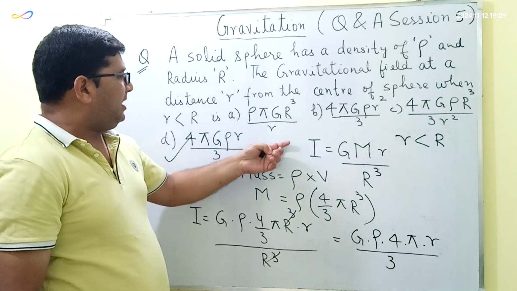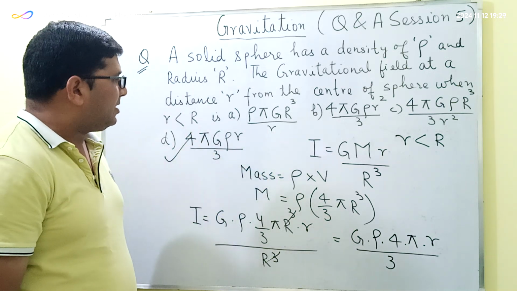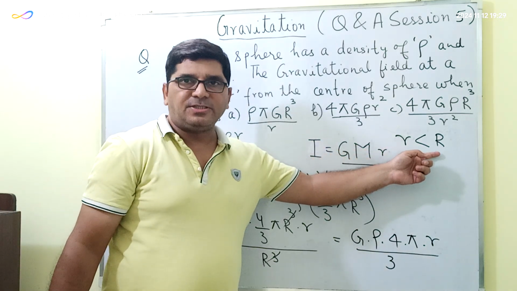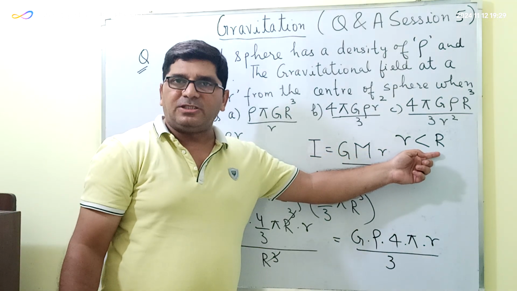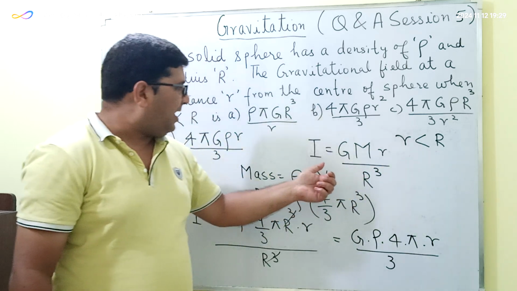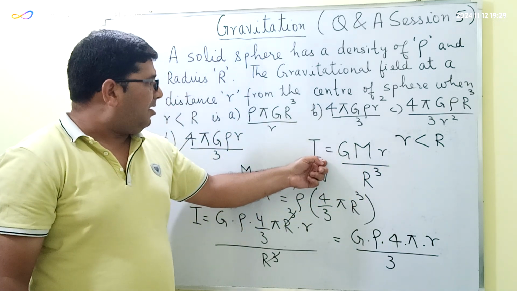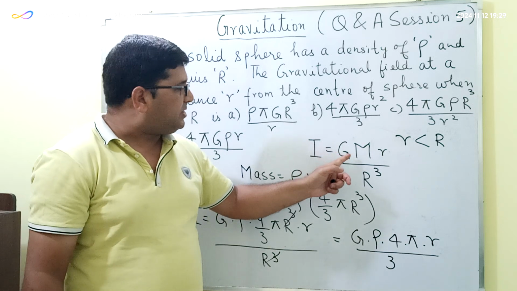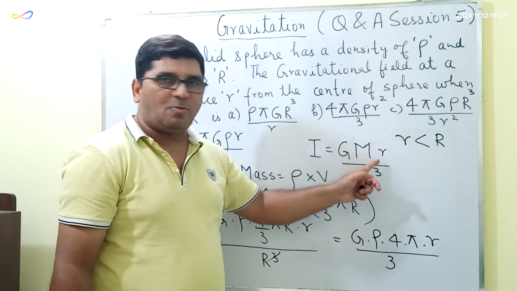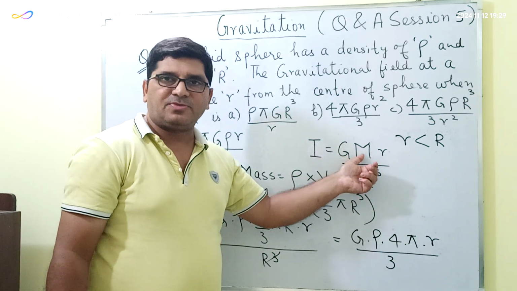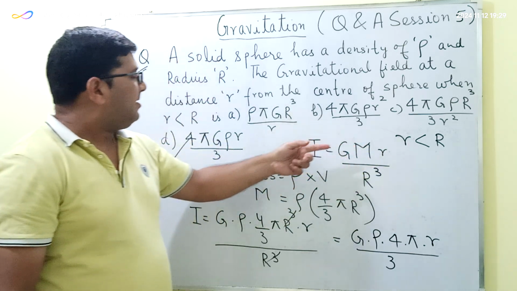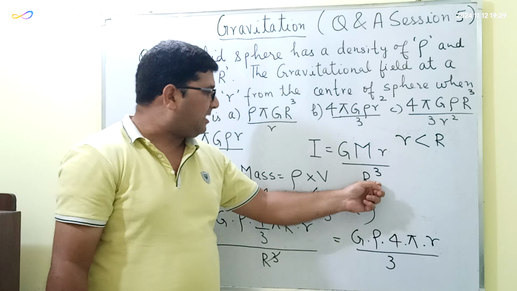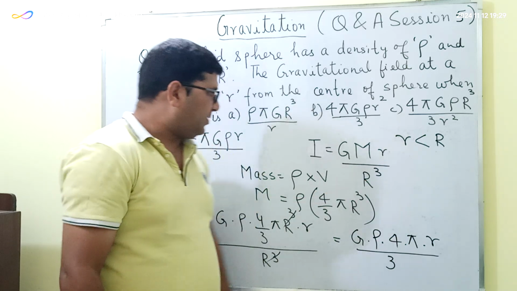Now the only thing which we have to remember is that if small r is less than capital R, that is, when the point is lying beneath the surface of the sphere, then we have to use the formula of the gravitational field intensity given by I is equal to G capital M into small r divided by R cube, where M is the mass of the sphere, small r is the distance of that point from the center of the sphere, and capital R is the radius of the sphere.